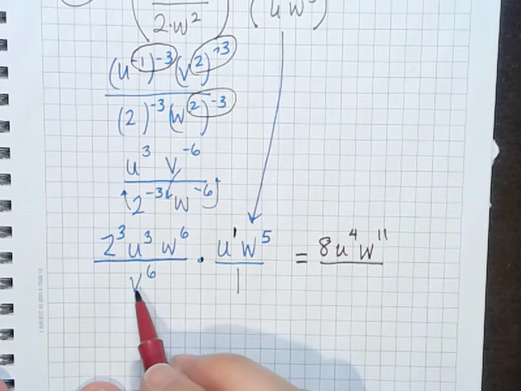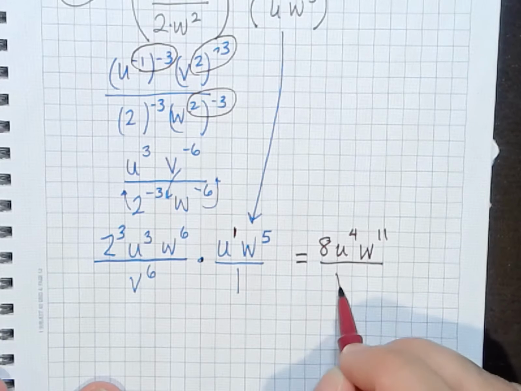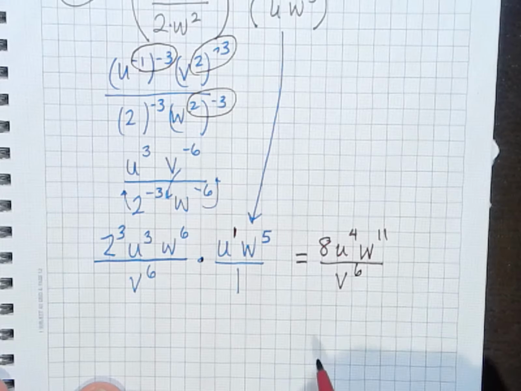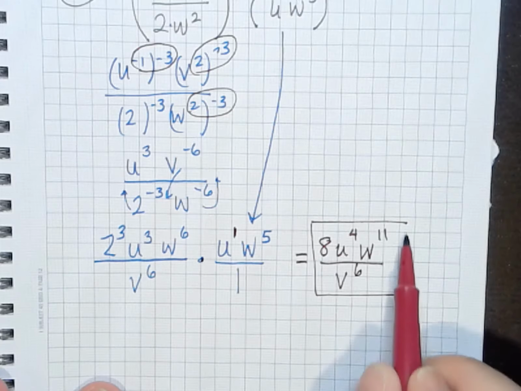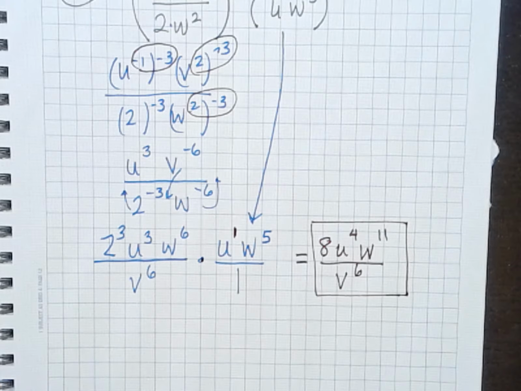And then my denominator, I multiply v to the 6 times 1, which is just v to the 6th. So your answer is 8 u to the 4th, w to the 11th, over v to the 6th.